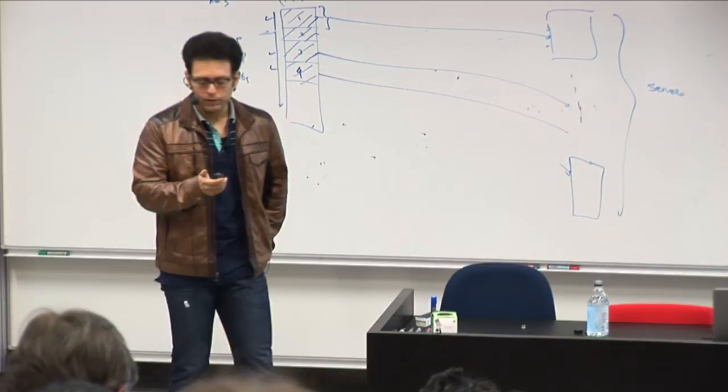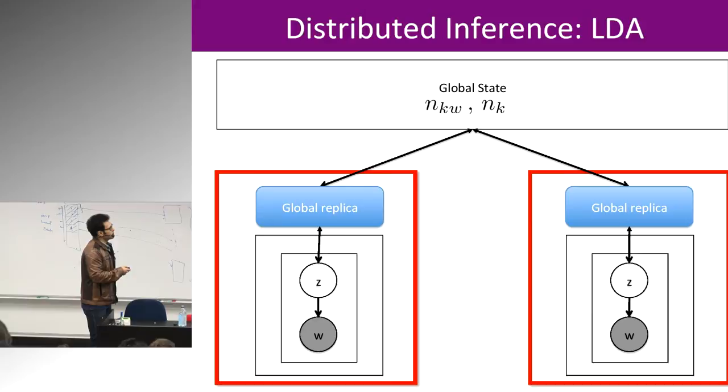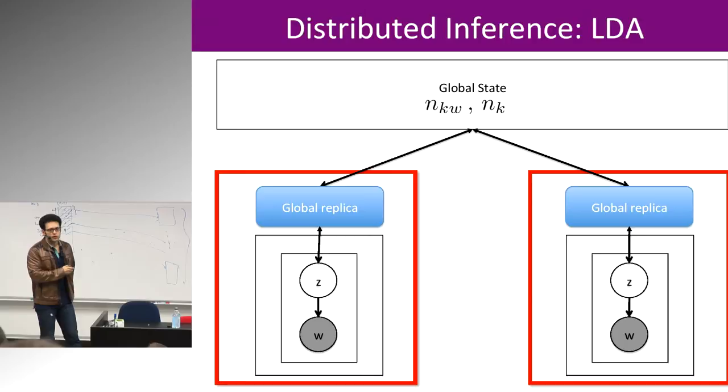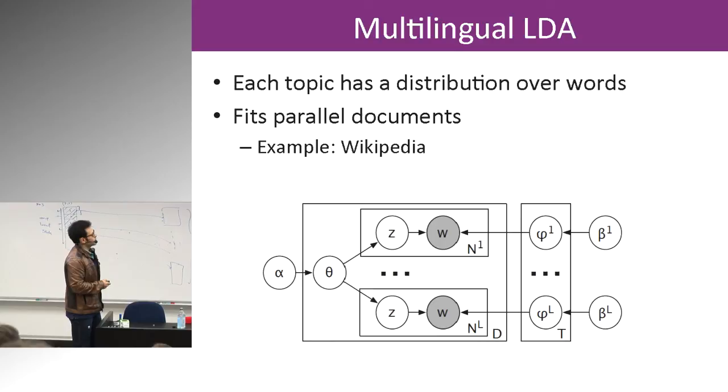And if you have different models, you just have different statistics and you use the same technique, as long as your statistics are just counts. So that would work very well. Different topic models just give rise to different statistics, but the same architecture will apply.